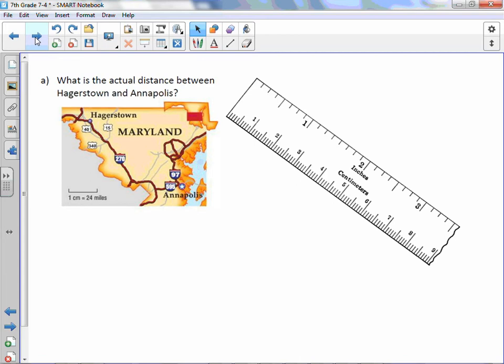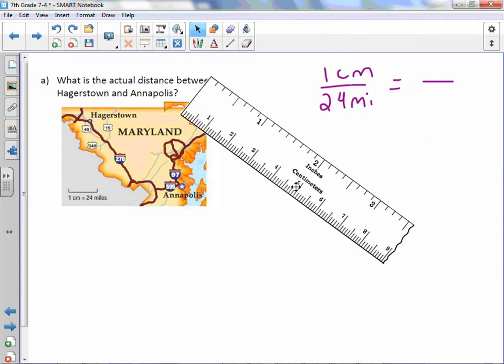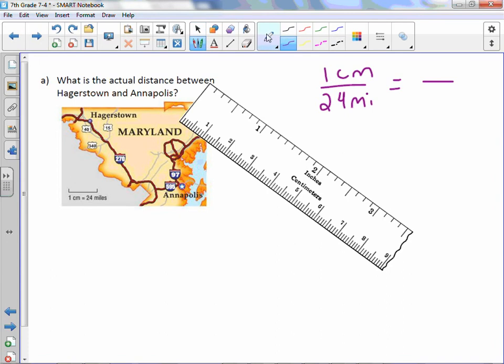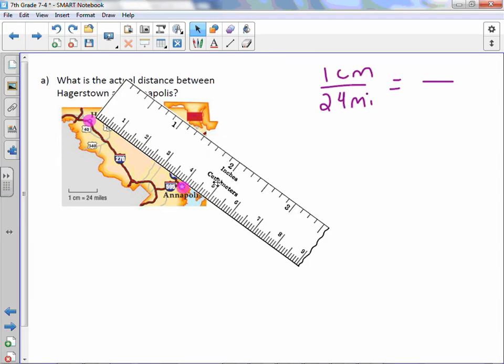What is the actual distance between Hagerstown and Annapolis? So we have our scale down on the bottom, and the first thing I'm going to do is start by writing that scale. 1 centimeter over 24 miles, and I'm going to write it as a fraction. I will eventually be setting up a proportion, so I'll start that over there. Before I know what to fill in here, I need to know the measurement on the map. So we have the city here to Annapolis over here. And let's measure from the center of the dot to the center of the dot, roughly. It looks like 4 centimeters.